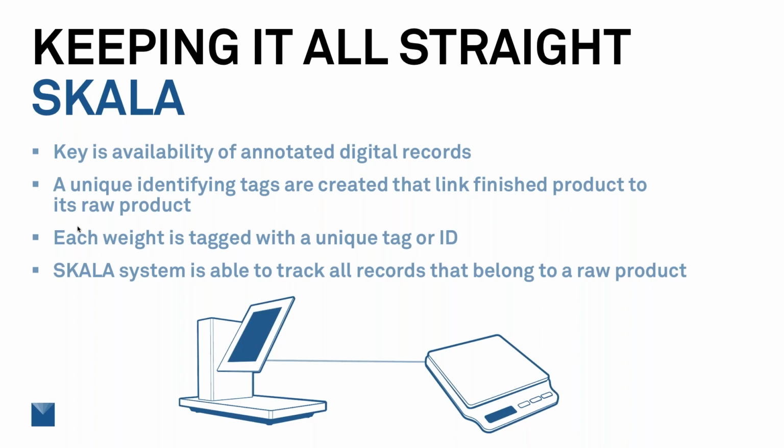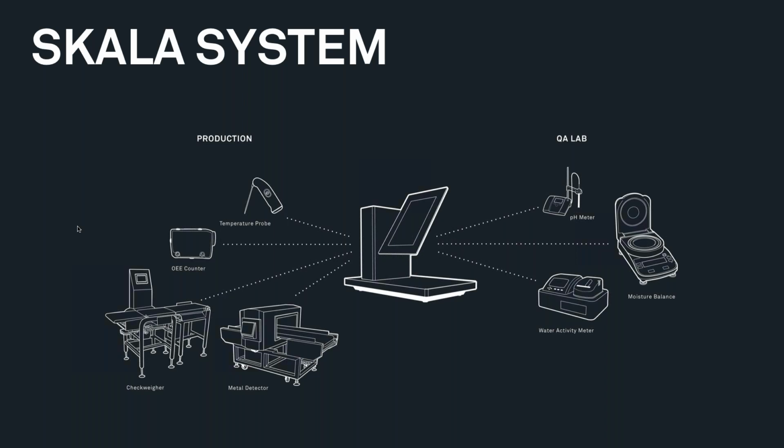To be able to do that, you need a system that can do that, and that is what we are introducing as the SKALA system. This is a product that's new to Meter, and its purpose is just what we described: to take digital records and put them where they need to be. What's unique about it is that it can capture that information off of multiple devices, such that you don't have to manually enter anything. It's actually real-time capturing data coming off a range of instruments, from the QA lab, like a water activity meter, all the way to the production line, where it's taking information off of a check weigher, a metal detector, or a temperature probe being used in the production process.